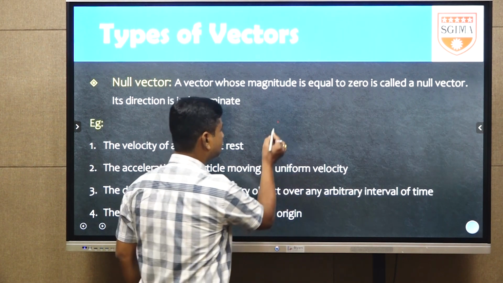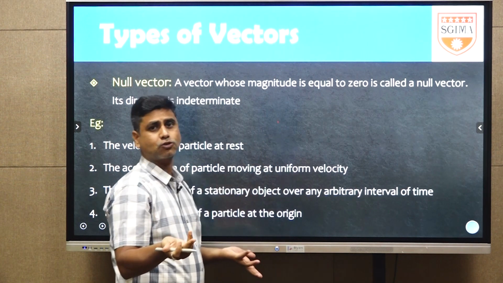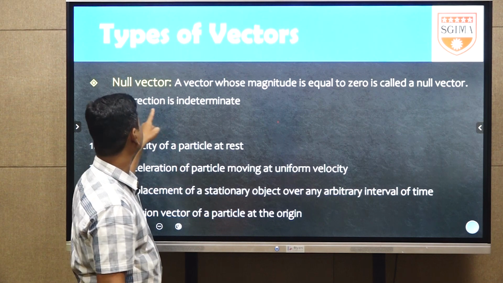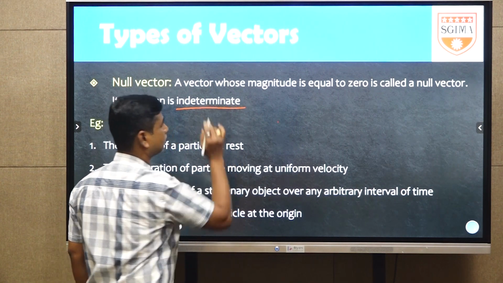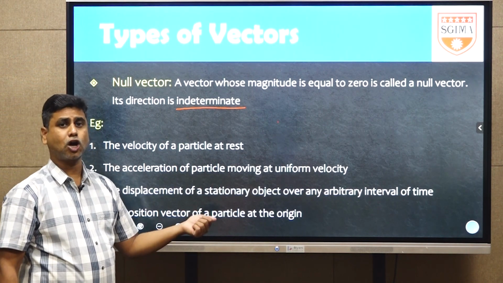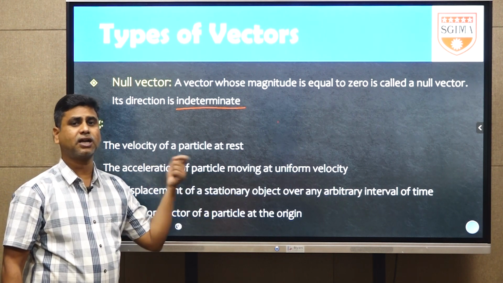You can take for this point right side, left side, up, down, any direction also can take. That's why it does not have any specific direction. That's why here we write it as indeterminate. The direction is not able to say any specific direction.